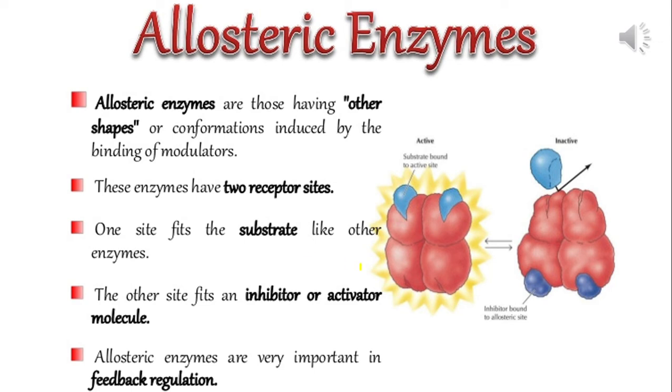If the speed of the pathway is to be increased so that more of the product is formed, then allosteric activator binds at the site. On the other hand, if the speed of the pathway is to be reduced in order to decrease the rate of the product formation, then allosteric inhibitor binds at the site. We also call it feedback regulation, because depending upon the necessity of the cell, the rate of a pathway is either increased or decreased.